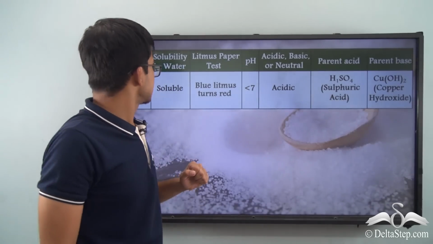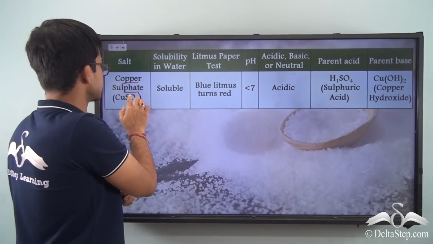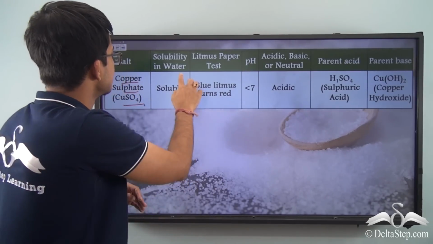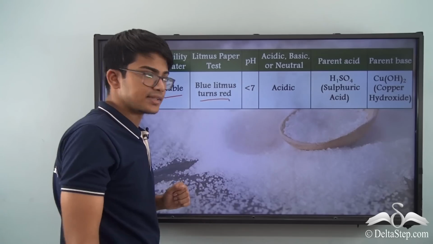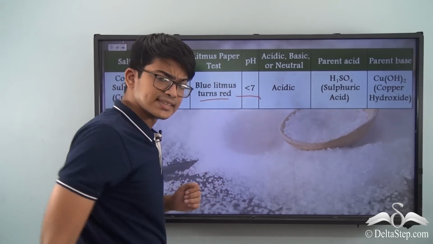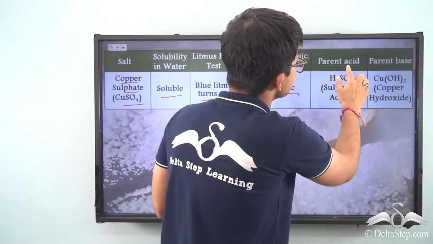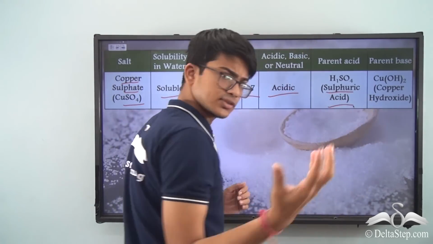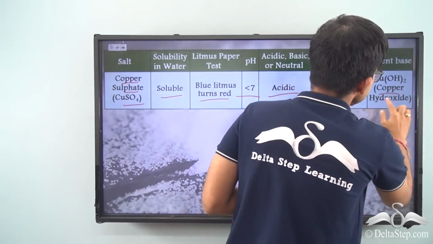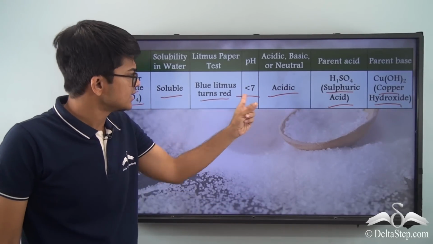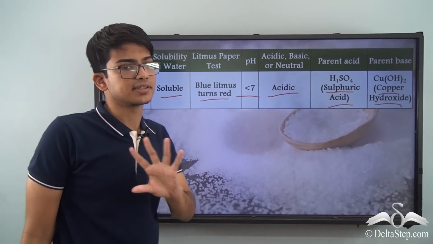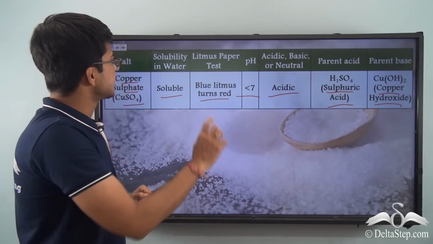Now going to the next salt, we have copper sulfate, that is CuSO4. It's also soluble in water, and in this case blue litmus is again turning red, the pH is less than 7, it's acidic. The parent acid is sulfuric acid, a strong acid, and copper hydroxide is a weak base, which is why it's acidic, less than 7, and litmus is turning red. It's as simple as that.